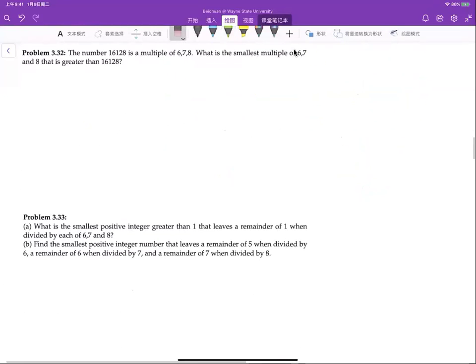All right, so let's look at the next one, 32. So there is a number. The number 16,128 is a multiple of 7, 6, and 8. So what is the smallest multiple of 7, 6, and 8 that is greater than 16,128?